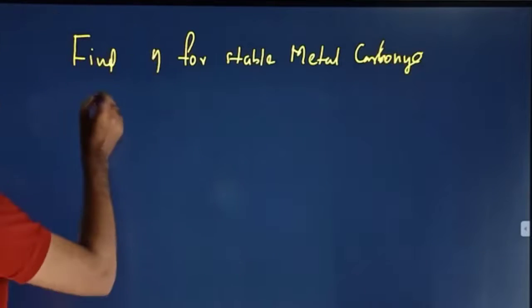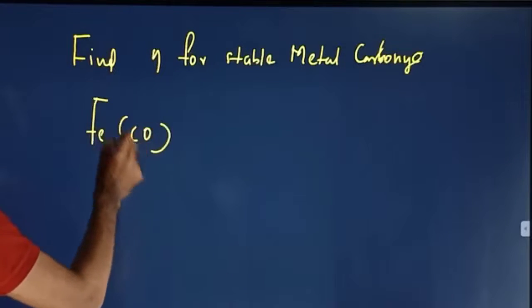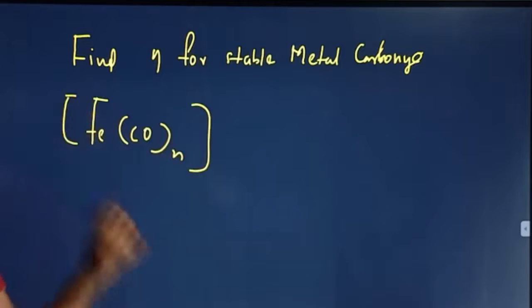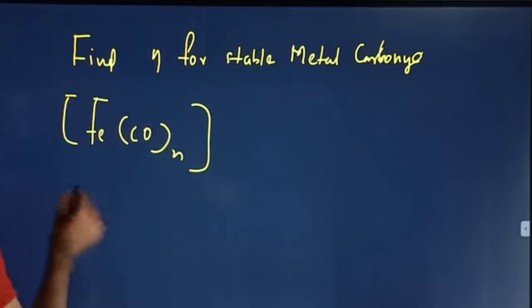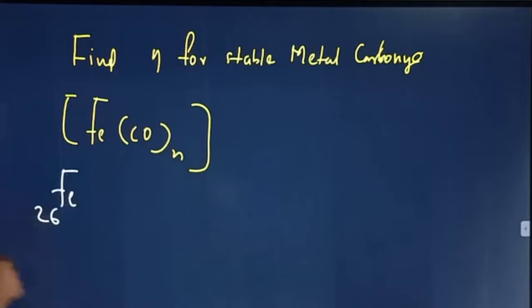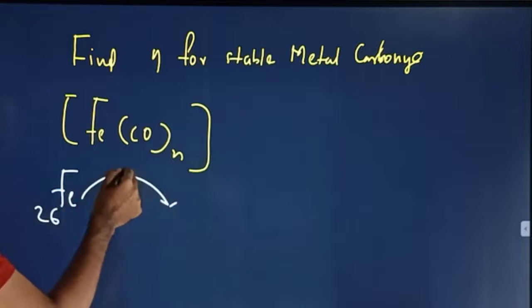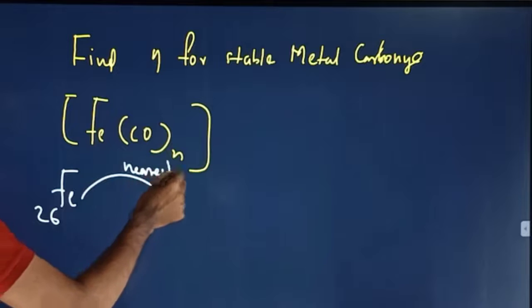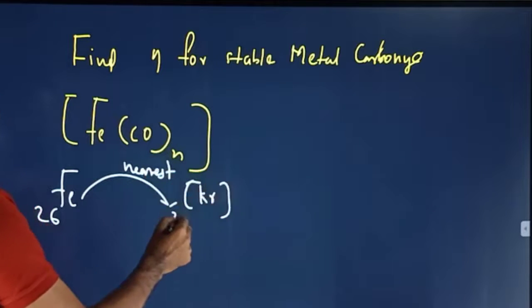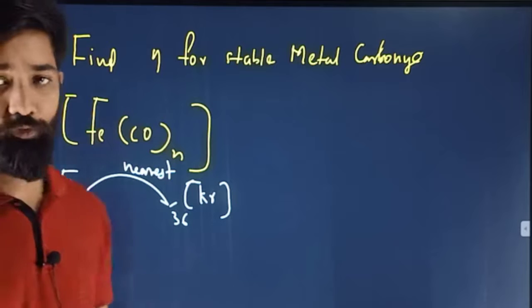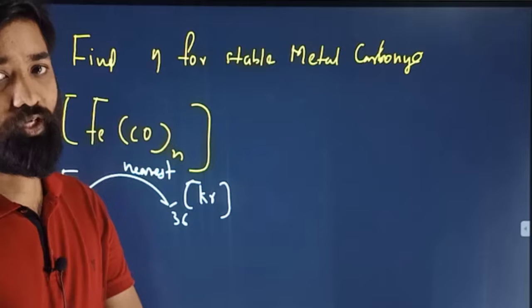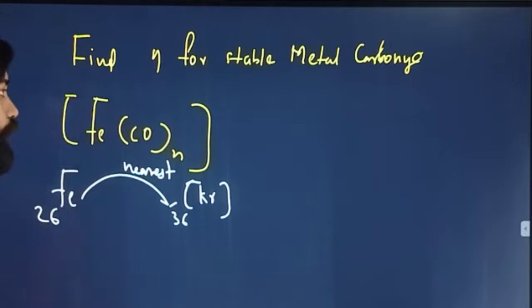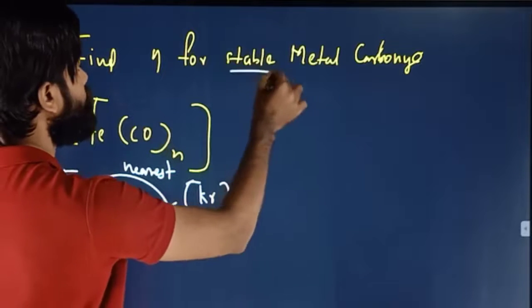According to the EAN rule, for example, you have Fe(CO)n and you should find n. So what is the nearest noble gas followed by iron? Iron has atomic number 26, so the nearest noble gas is krypton, with 36. So this has to follow the electron count of krypton, right? The total electron count here will be that of krypton, then only this becomes stable.